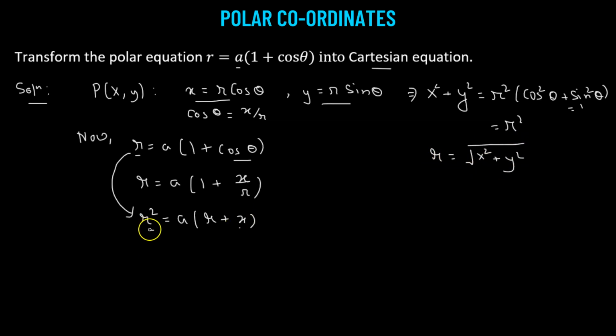Let's replace this value. In place of r squared, we have x squared plus y squared. This will be equal to a times, now in place of r, we replace with the square root of x squared plus y squared, plus x. So this is going to be the Cartesian equation, and in this Cartesian equation, we don't have any r or theta terms. We only have the x and y terms.